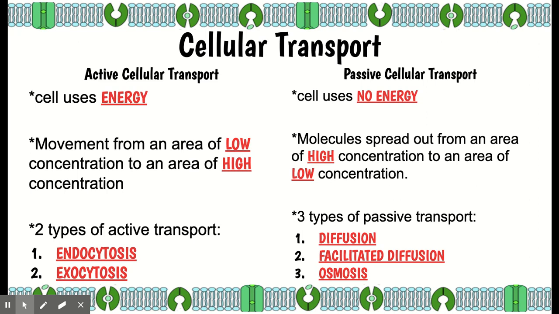Okay. Now, for active cellular transport, we're moving from an area of low concentration to an area of high concentration. And it's the opposite for passive cellular transport, so we're going from high to low. A good example of high to low concentration would be if I were to stand in the corner of the room with air freshener and just kept spraying it in my corner. Now, obviously, I can smell it right away because I'm the one that's spraying it. It's all right there around me.